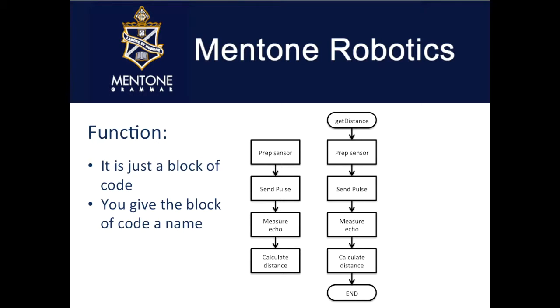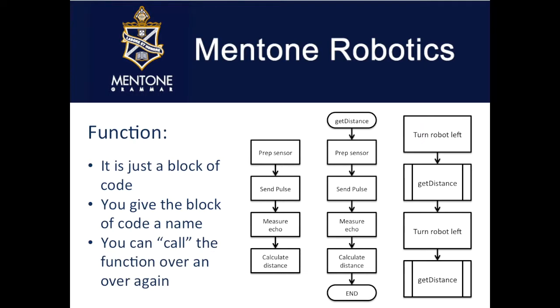The advantage of that is that you can call the function over and over again without having to write it out. So for the example on the far right hand side, I've now got turn the robot left, get the distance, turn the robot right, get the distance, and then do whatever. So for example, you're making the robot check to see if there are any cars coming before it crosses the road. So basically, we have the ability to call that function over and over again.